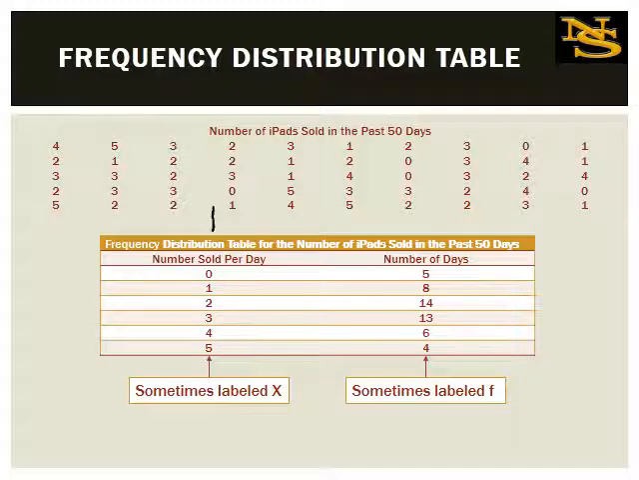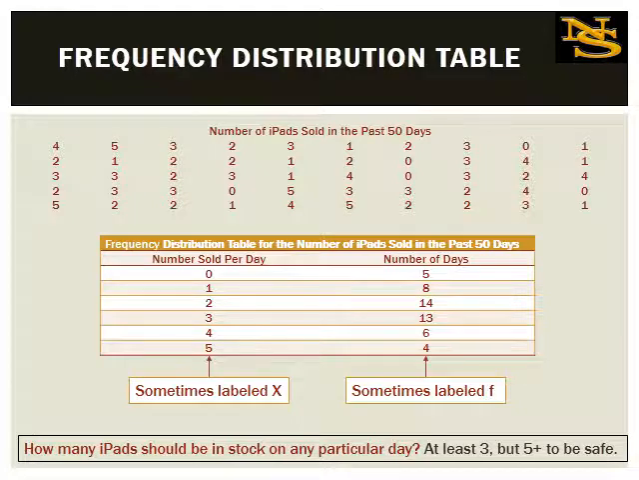So here you've got all of your values, or X. Here you've got how many times those values occur, or your frequency. So with this table, it's much easier to answer a question about your data. So for instance, how many iPads should be in stock on a particular day, right? So we're looking at, these are all the number of iPads sold in the past 50 days. So each number represents one day, and there's 50 numbers in total. You could check that by adding up all of these values, and the sum of the frequencies would be 50. There's 50 days.